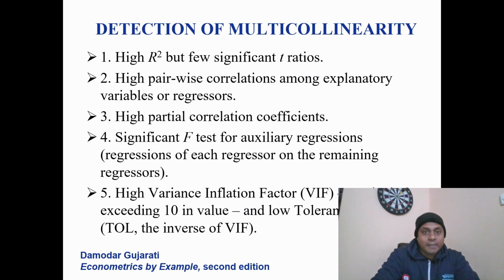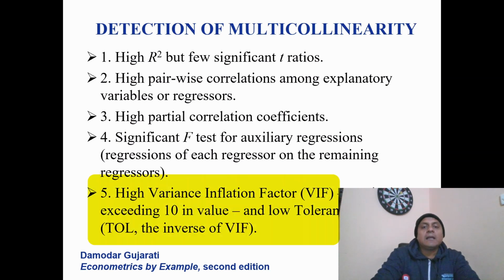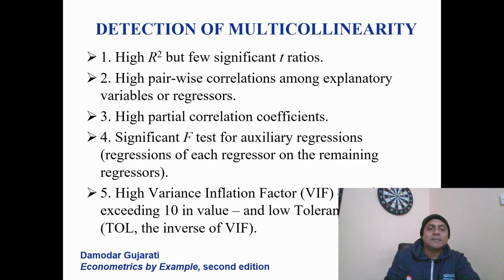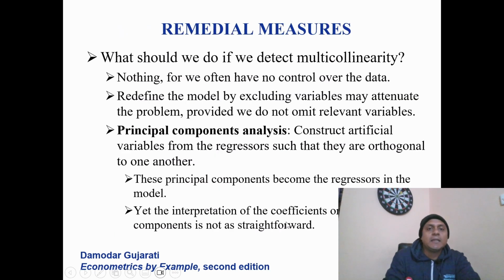Normally, detection of multicollinearity: a high R square but few significant t ratios. If there is a high variance inflation factor, particularly exceeding 10 in value, then you will say that a higher multicollinearity problem exists. Low tolerance factor. The last point here is the most important thing: a high variance inflation factor, particularly exceeding 10 in value, shows multicollinearity is present in your model.